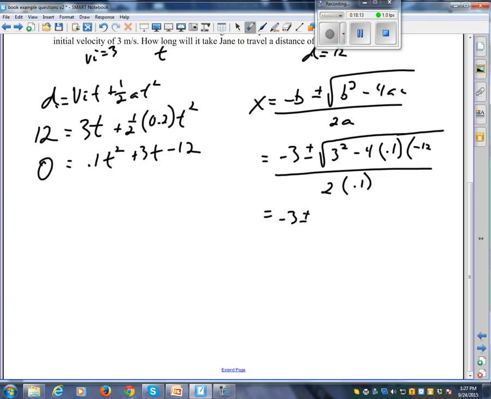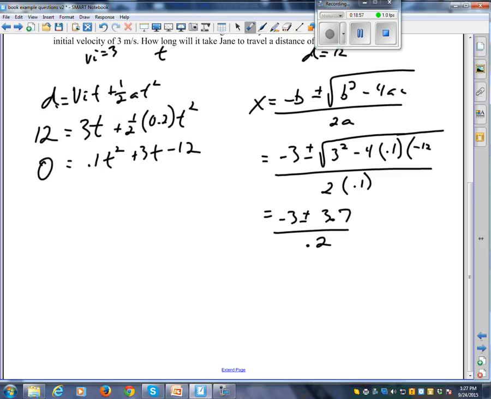Plus or minus, so I'm going to take this whole thing here. I'm going to go 3 squared, which is 9, minus 4 times 0.1 times negative 12, and I get 4.2. Hang on here. 3 squared, that's 4 times 1 times... 13.8. And then square root, 3.7. Plus or minus 3.7. Is that what you got? All over 0.2.